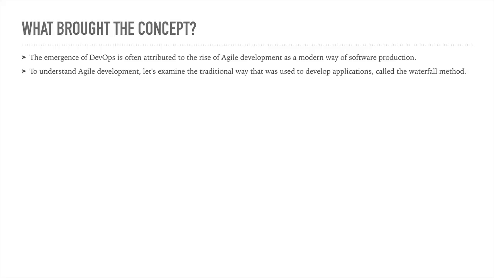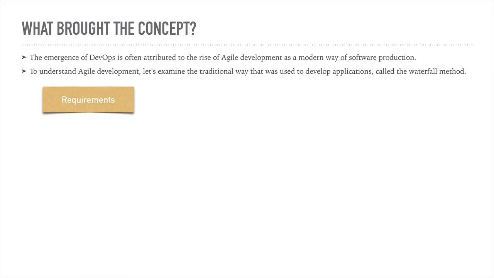However, you might not have an idea actually about agile web development. To understand agile development, let's examine the traditional way that was used to develop applications. It was called the waterfall model. In the waterfall model, the following phases are followed in their order.